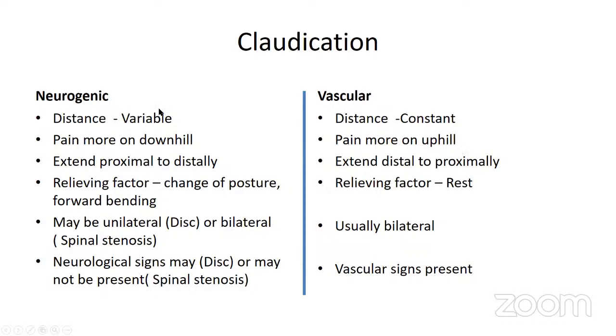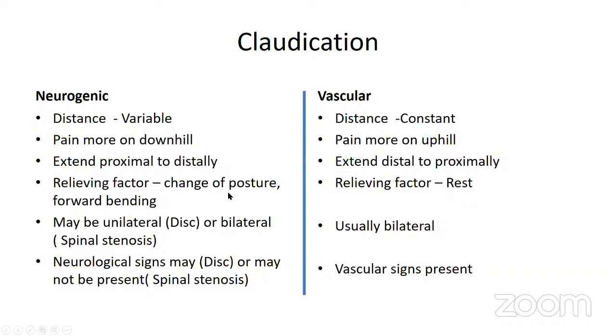Whereas going downhill, the spine is extended. In extension of the spine, the spinal canal diameter lessens. That causes much more compression. So that is why neurogenic claudication causes pain more on the downhill. And also there will be some neurogenic signs.